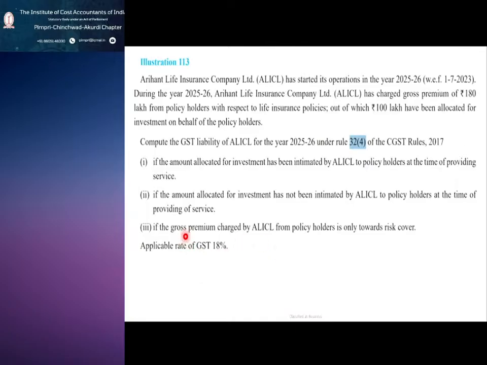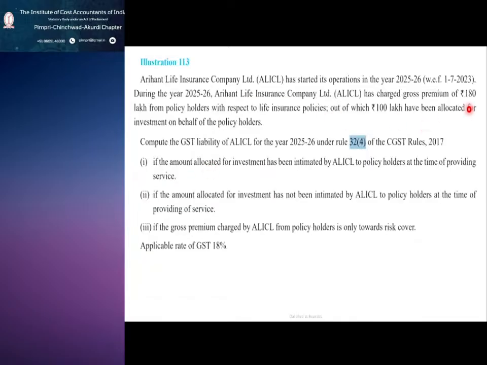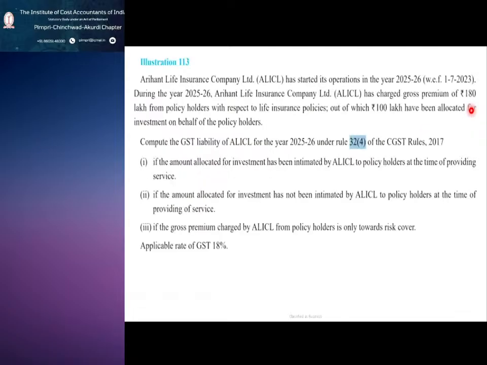The last one: if the gross premium charged from policy holders is only towards risk, then what is our formula? Pay GST 18% on the gross premium. That means directly on 180 lakhs. So this is related to insurance. Very simple, don't ignore any of the topics. You can easily spend half an hour just to revise. These are the specific ones.